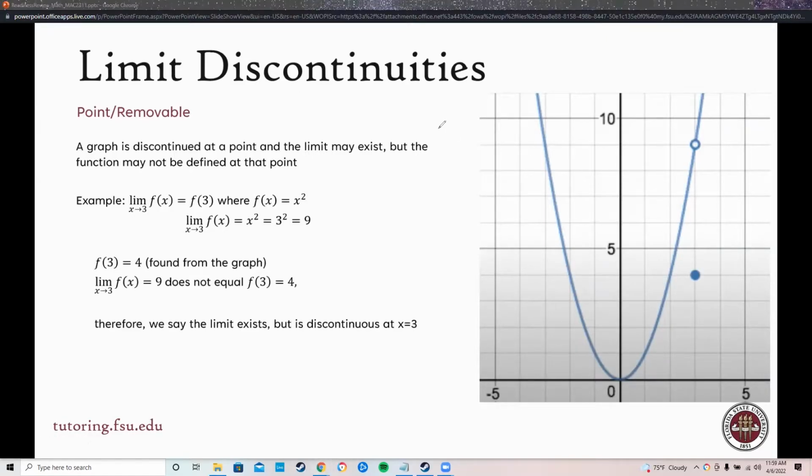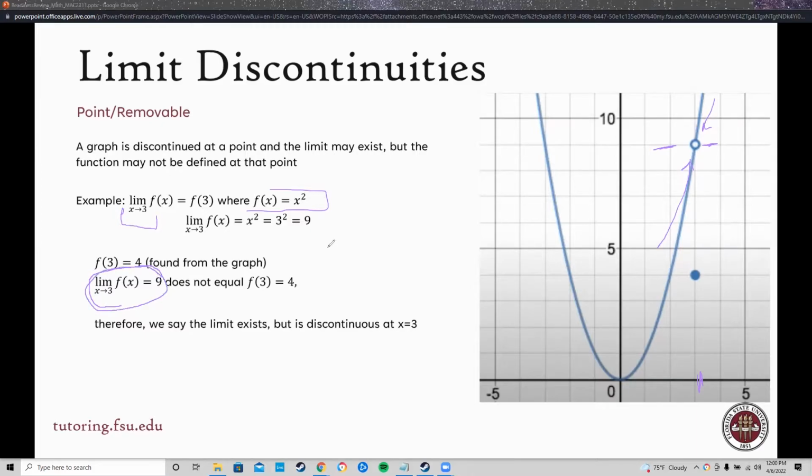In this example, we have f of x is equal to x squared because we have a simple parabola. And we're asked to find what the limit of f of x is when x approaches 3. This is x is 3 right here. If we approach x equals 3 from the left-hand side, I see that it's about to reach the value 9. If I approach from the right-hand side, I also see that it's about to hit the value 9. So therefore, the limit of f of x when x approaches 3 is equal to 9.